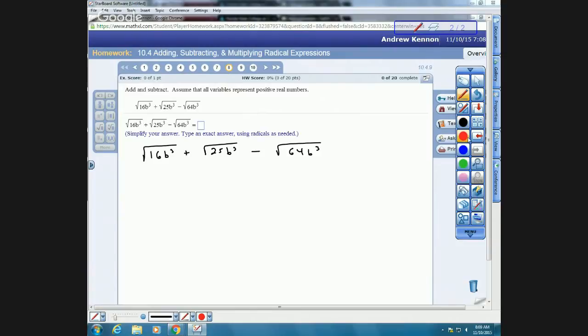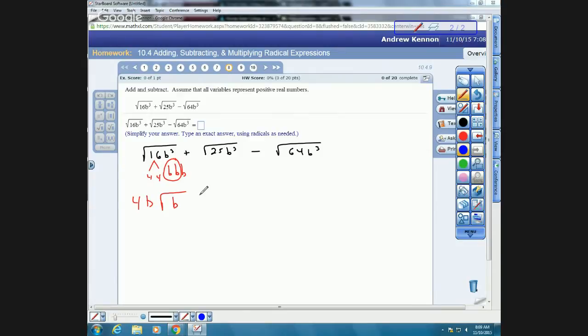But yeah, so what you're going to do is just check to see if you can simplify them. They're obviously not all the same underneath, so let's see if we can simplify. Well, square root of 16 is 4, right? My b's, I have 1, 2, 3. So 1 comes out and 1 stays in.